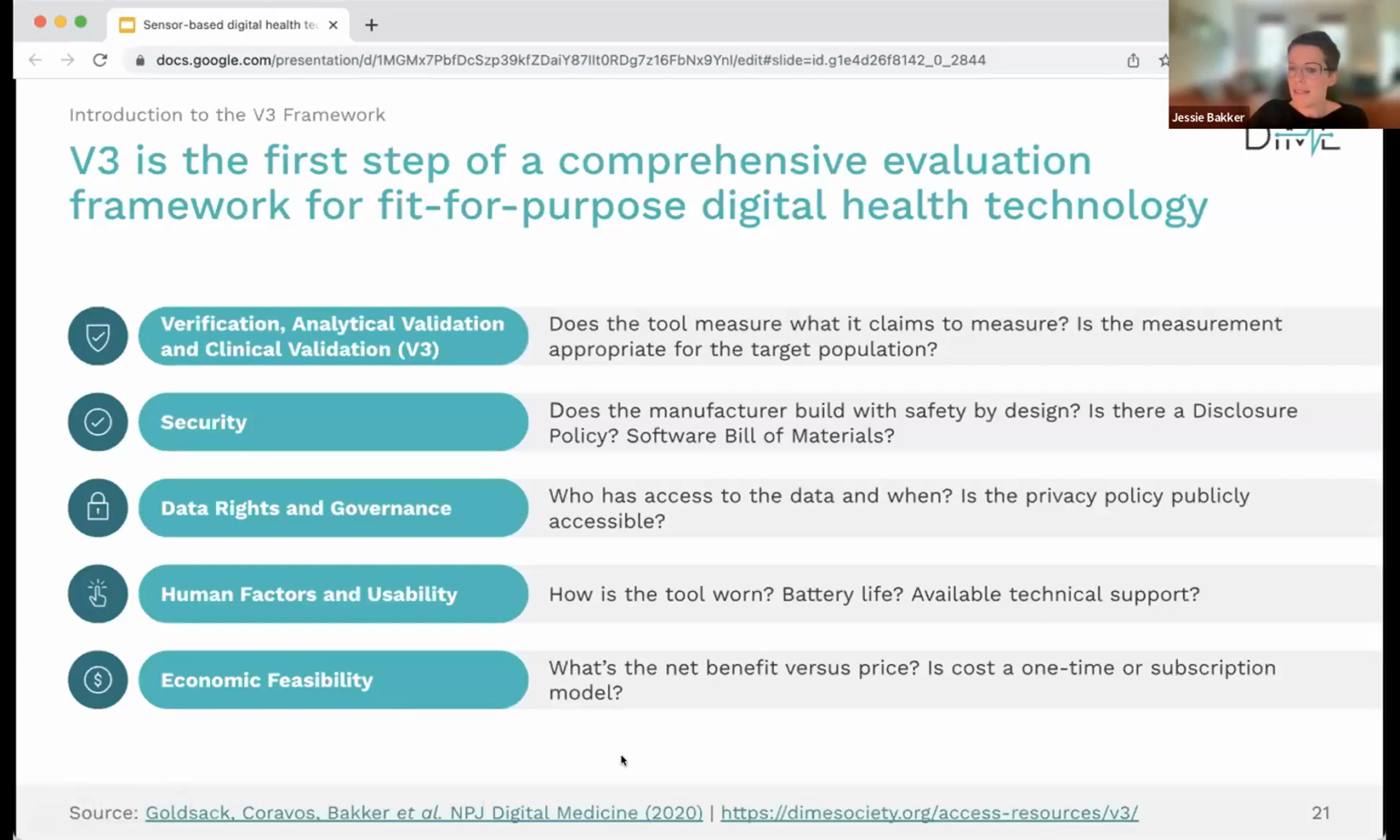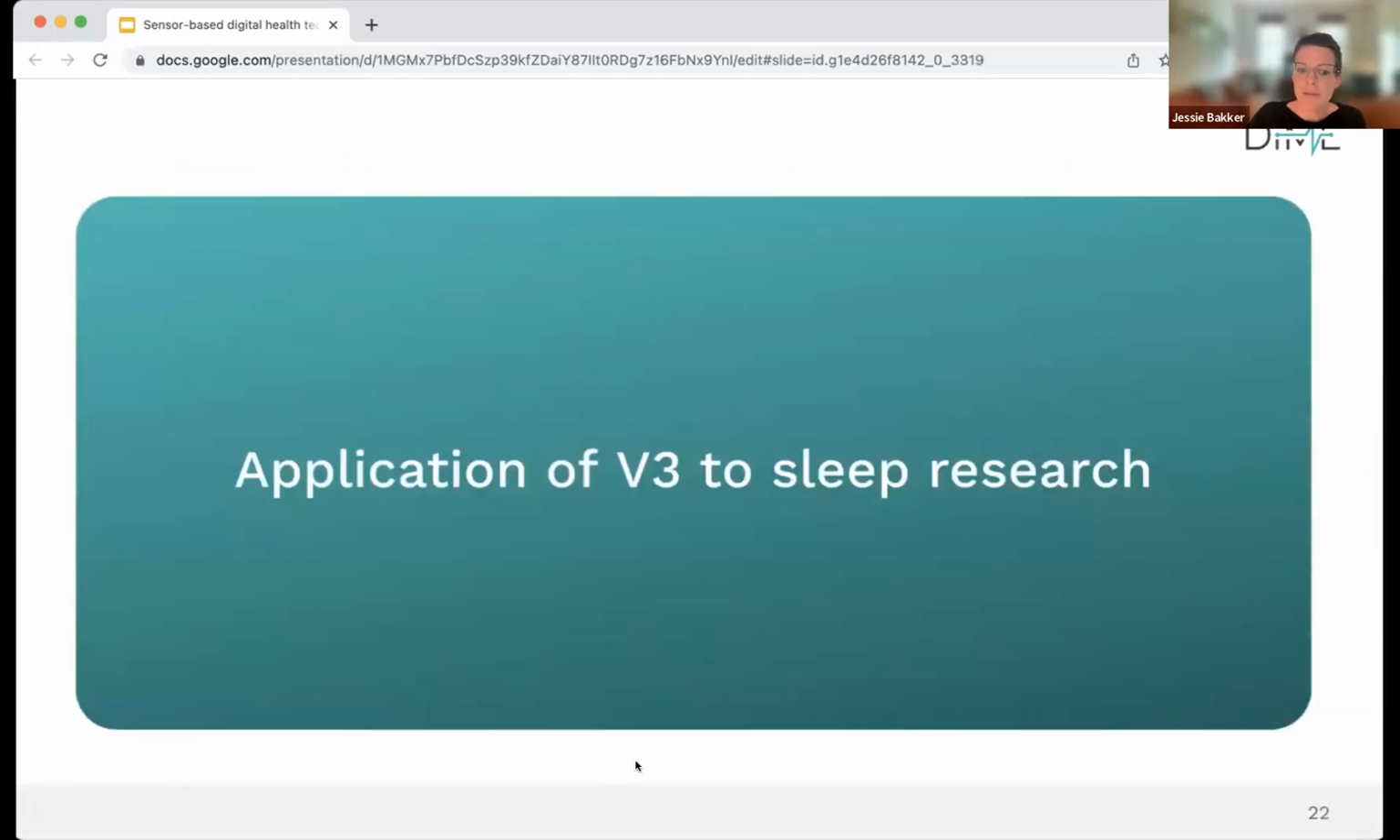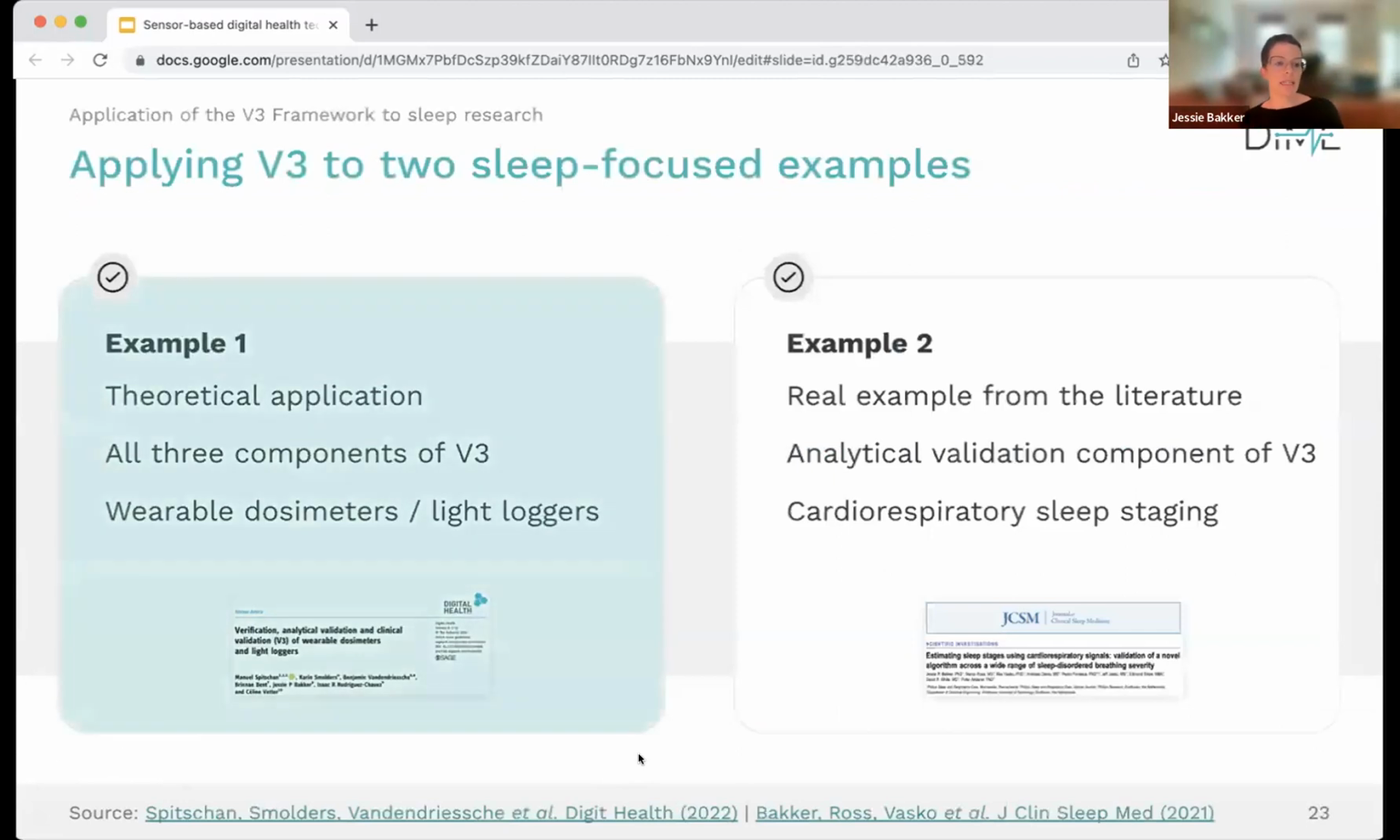Okay, so that is a quick summary of V3, and I'm now going to move into a couple of examples specific to sleep. First example on the left is a theoretical application, and it walks through all three components of V3 using wearable dosimeters and light loggers as an example. Everything I'm about to describe in the upcoming slides comes from this 2022 paper published in Digital Health. First author was Manuel Spitzan, who invited me to speak today. And this review was put together a couple of years ago under the DIME Research Committee at that time.